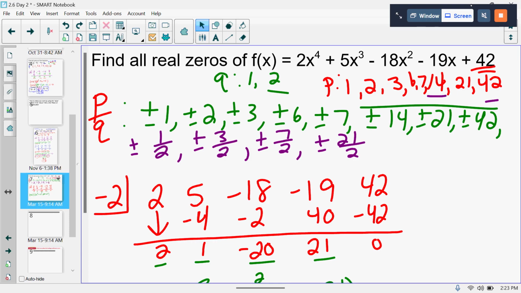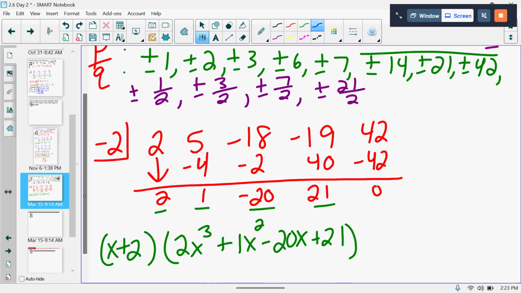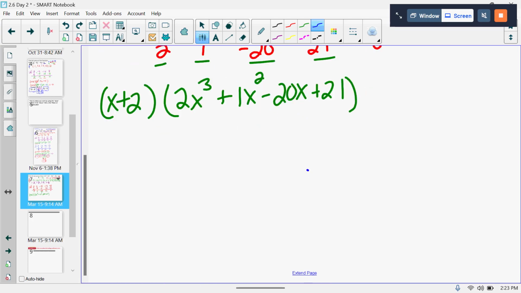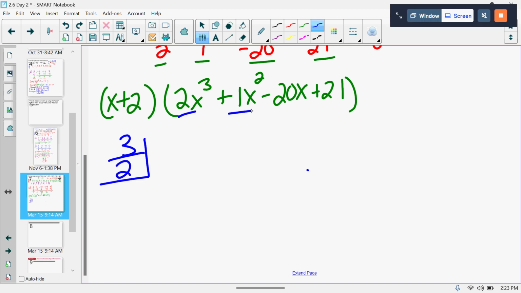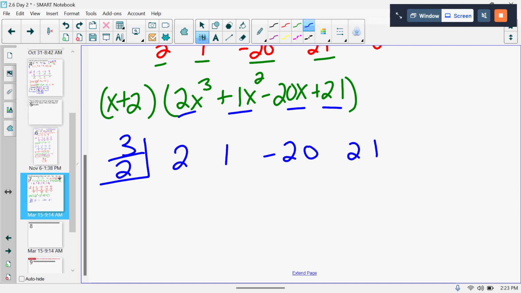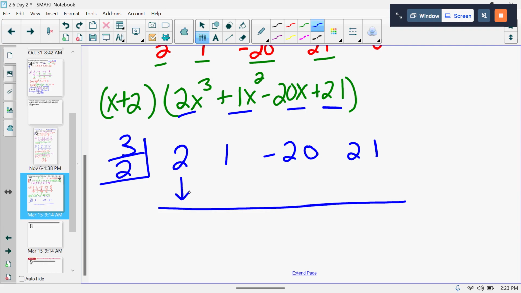Look at your list and see if any of the things in your list are between 1 and 2. This is, because divide it in your calculator, 3 divided by 2 is 1.5. So we're going to try 3 over 2 for our next round of synthetic division. So lay out these coefficients, 2, 1, negative 20, and 21. And you guys go ahead and do the synthetic for this. See if you get 0.